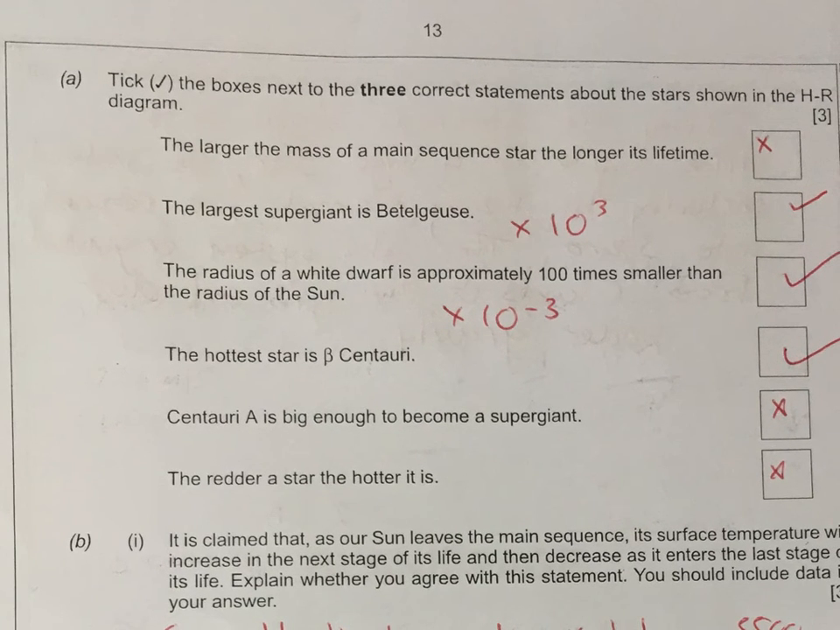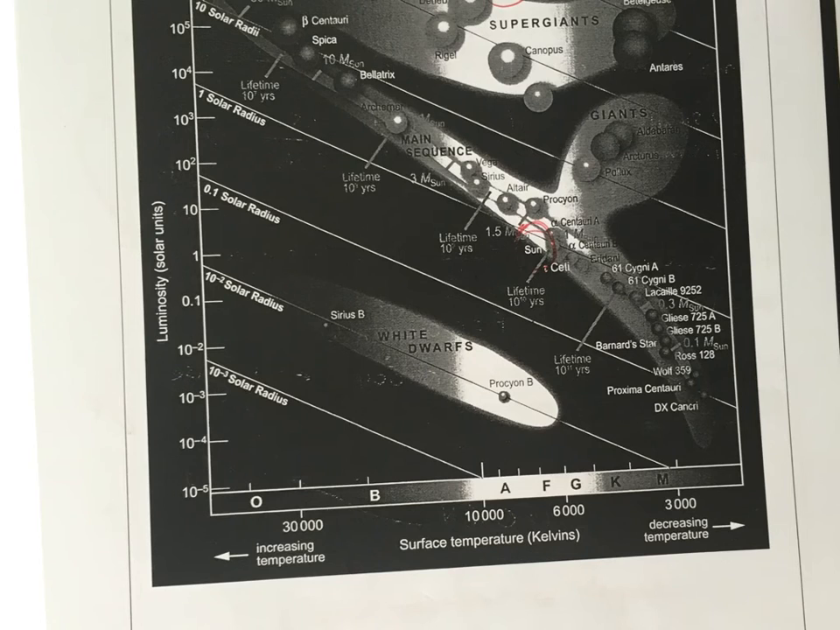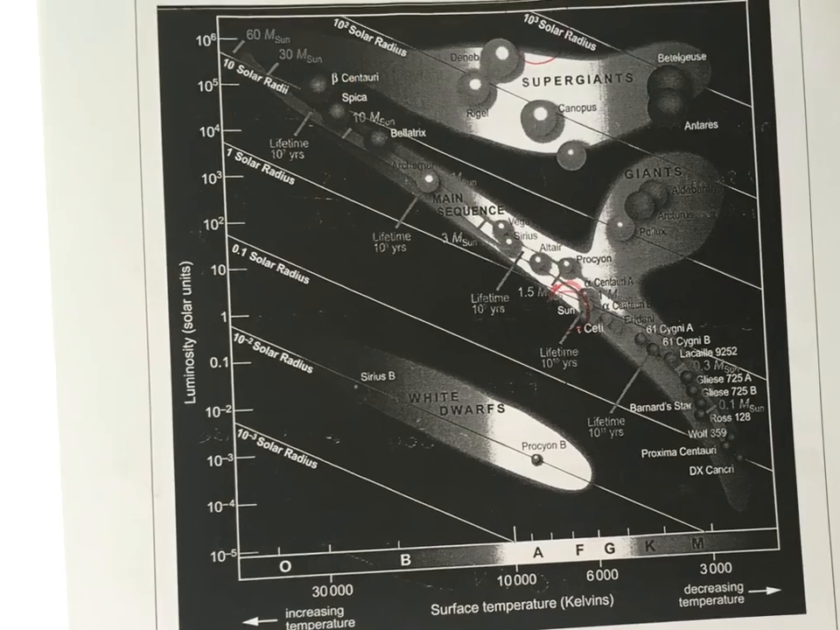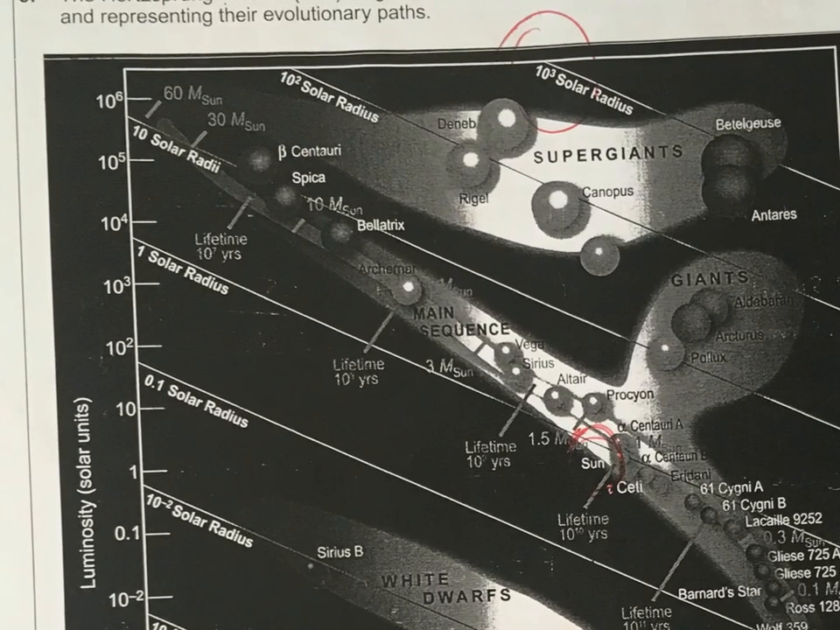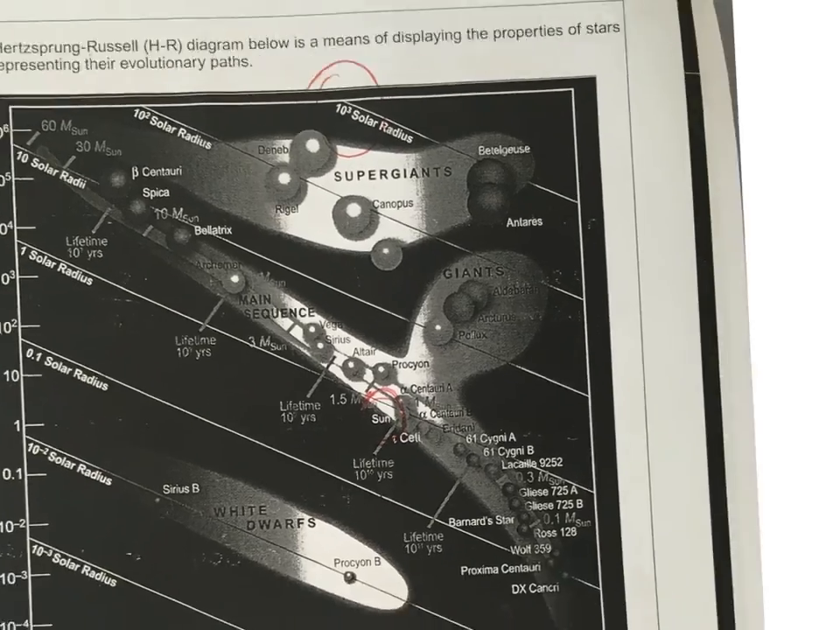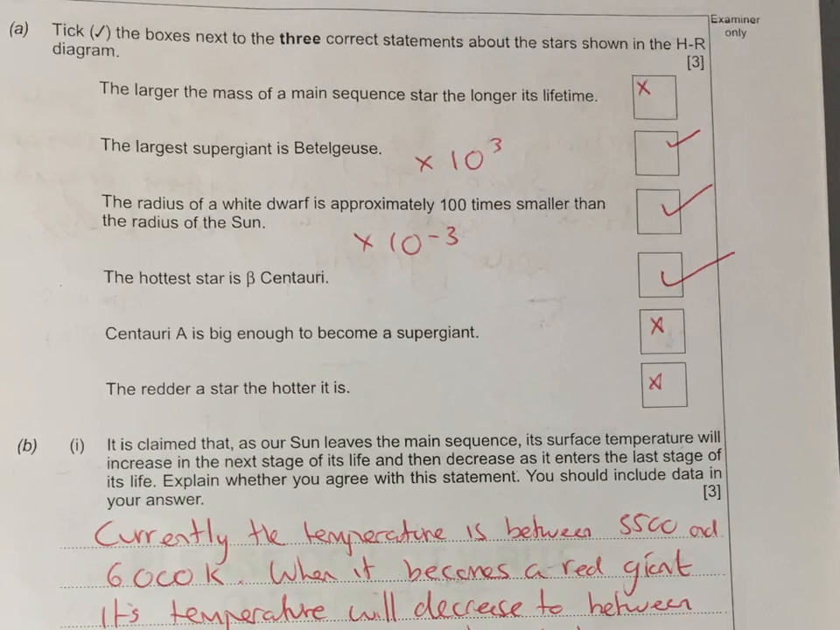So the hottest, oops, didn't want to do that. Let me just get the correct tools. The hottest star is Beta Centauri. Let's have a quick look. So we're looking for temperatures down here this way. So Beta Centauri I'm looking for, I think it's there. Yeah, and that looks like the first one there. So that's got to be correct. And then these two have got to be incorrect, but we can just check it anyway.